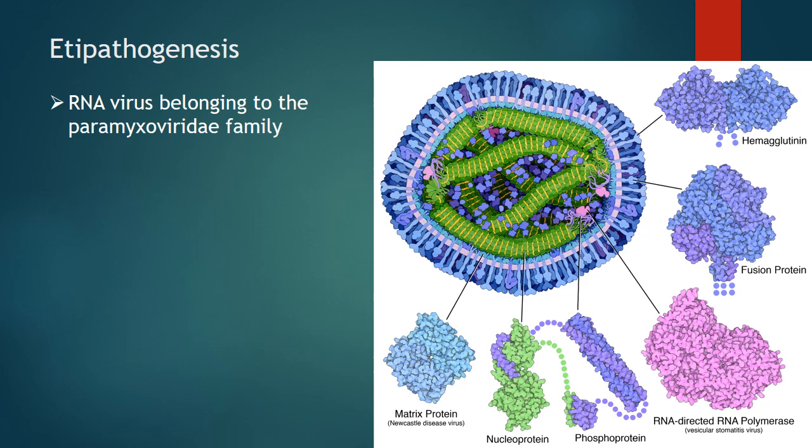So, talking about the etiopathogenesis of measles, measles is an RNA virus belonging to the Paramyxoviridae family. There is a picture of the measles virus structure.